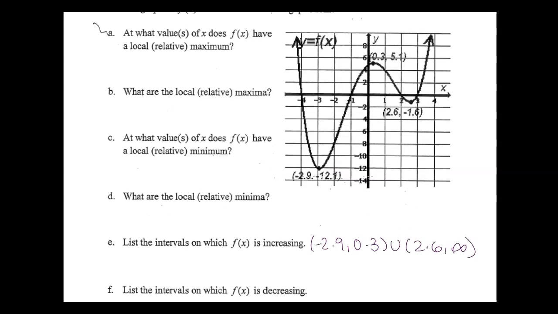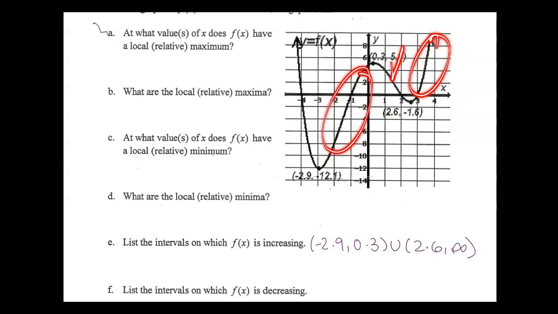So for increasing, guys, it's literally where the graph is going up. Don't overthink it. If the graph is going up, it's starting here at -2.9. Can we all agree that this is going up? Okay, good. It gets to 0.3 and it starts to go down. And then at 2.6, it's going to start going up again and it's going to keep going forever. So for increasing, it's going to go from here and here. These are the two intervals that are increasing.